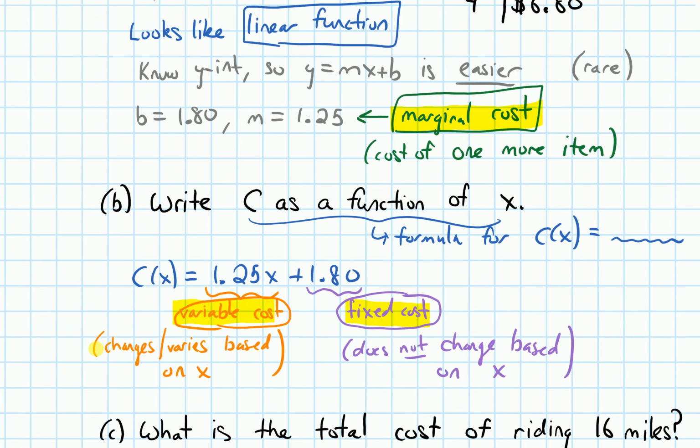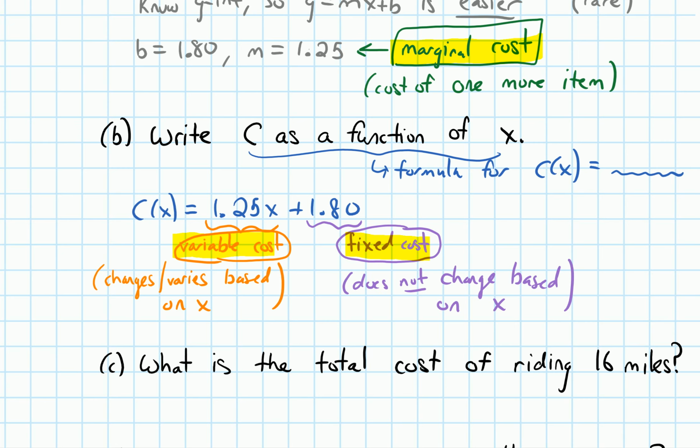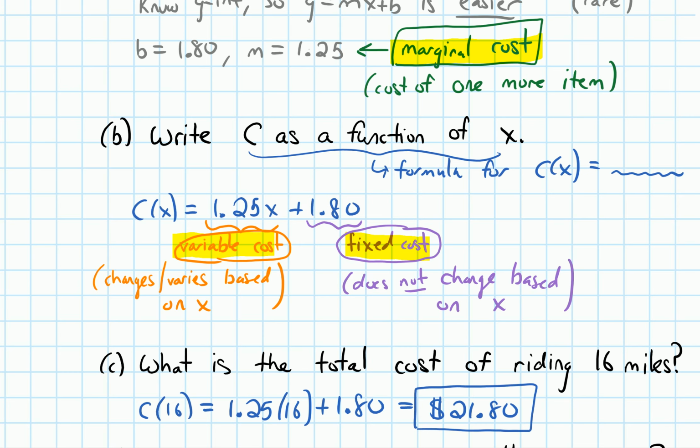All right, so let's do the next part of the question. What is the total cost of riding 16 miles? So I have this cost function. If I want the cost of riding 16 miles, let's just plug in 16 for the x. So c of 16 gives me 1.25 times 16 plus 1.80. And then working that out, that gives me 21.80. And cost has units, so this should be in dollars. And if I really want to be precise, when I wrote my cost function in the previous line, I should have specified those units. This was dollars, so I should have done that.